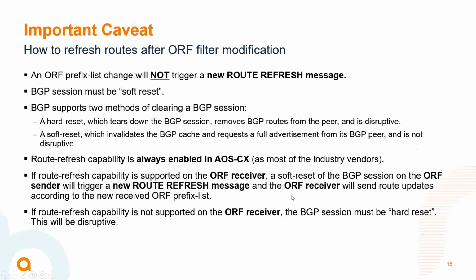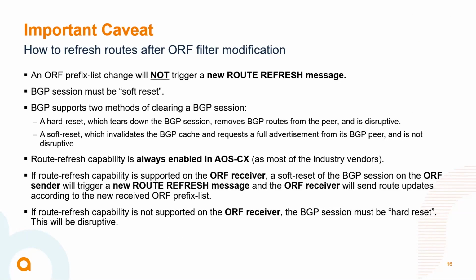Some important caveats: how can we refresh routes after you modify the prefix list for outbound route filtering on the CE? So let's say you have to include a new route, or you want to exclude an existing one. How are you going to change that? If you modify the prefix list, it's not going to trigger any route refresh message to the neighbor. The session must be soft reset.